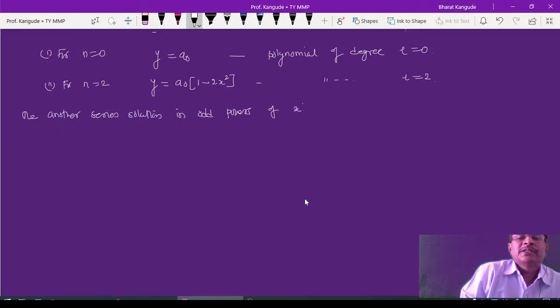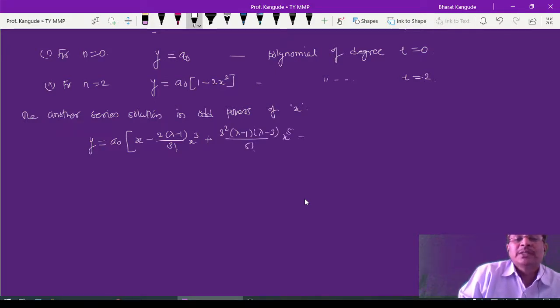Odd powers of x, that is case 2 solution. It is given by y is equal to, again replace this n by lambda, we will write this first. So it is a0 into the bracket x minus 2 into lambda minus 1 upon 3 factorial multiplied by x cube, plus 2 square into lambda minus 1 into lambda minus 3 upon 5 factorial into x raised to 5, minus 2 cube into lambda minus 1 into lambda minus 3 into lambda minus 5 divided by 7 factorial into x raised to 7, and so on.